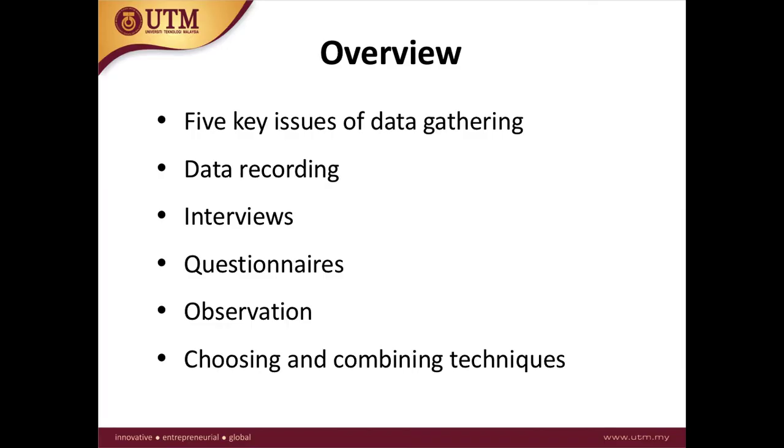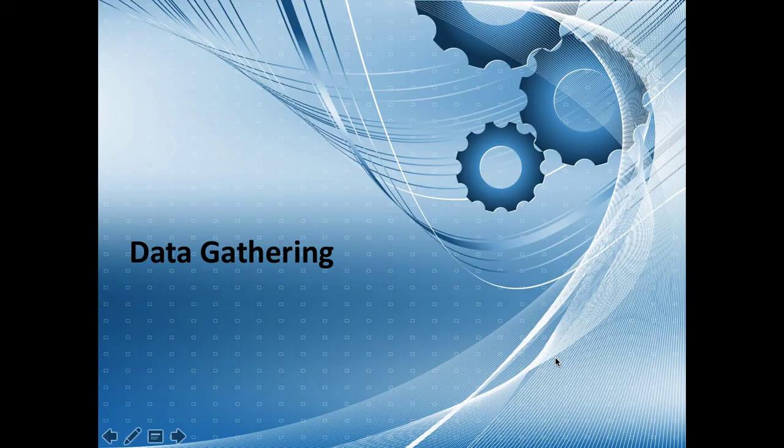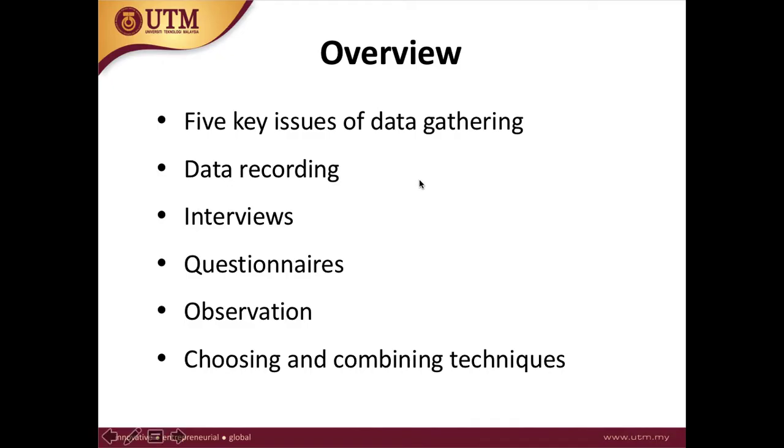The subsection is data gathering. Okay, in data gathering, we have 5 key issues. Normally we involve data recording, interview, questionnaire, observation, choosing, and combination techniques. So in simple words, data gathering is related to how you get the data. It can be based on data recording that comes from many angles, maybe from a survey, maybe from interview, maybe from observations.